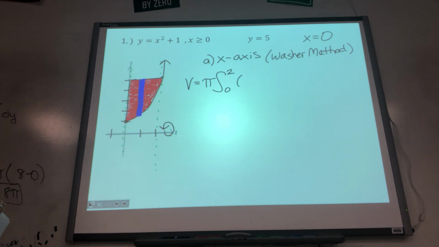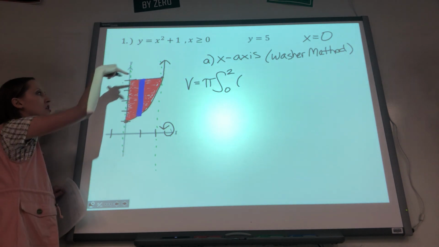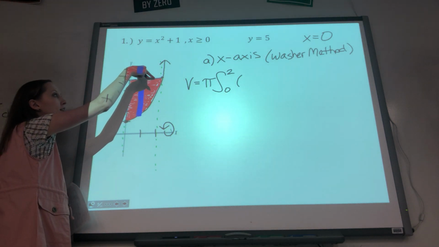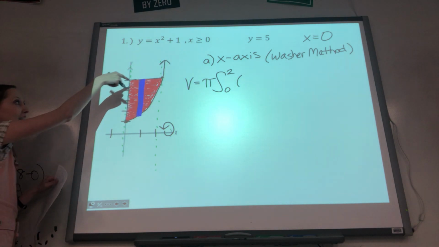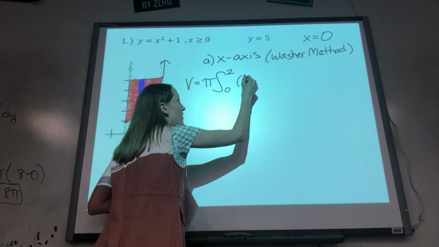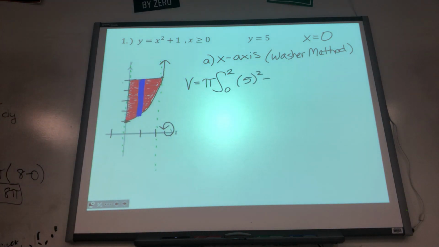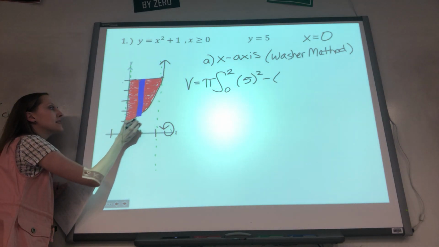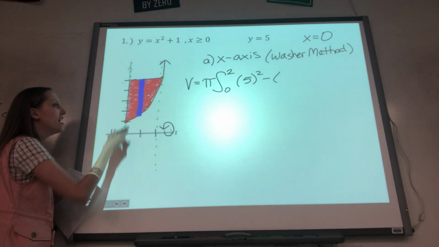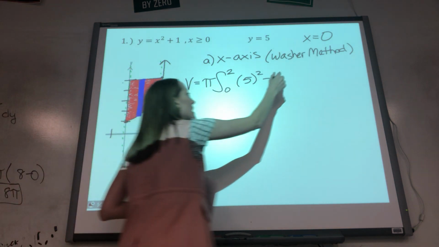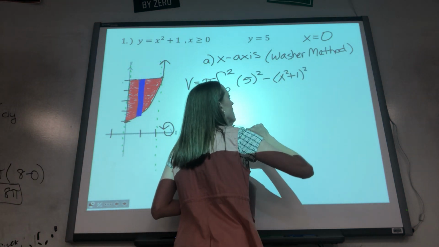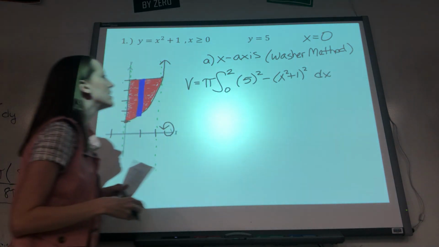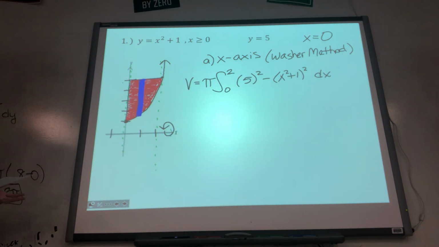And this just goes back to the formulas that you wrote down. The f of x is the function on top. The function on top for us is just that horizontal line, 5. And you do have to square it, so I'm starting out with 5 squared minus the function that forms the bottom part squared. And the function that forms the bottom part here is x squared plus 1, squared. Now, again, we'll have to integrate all of that with respect to x.